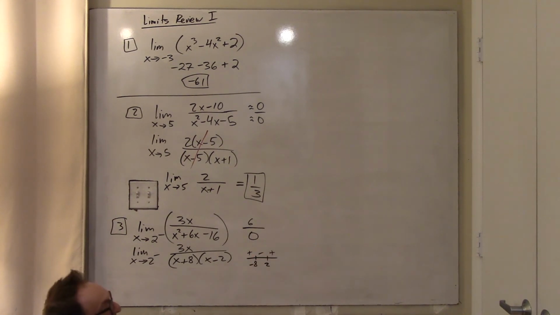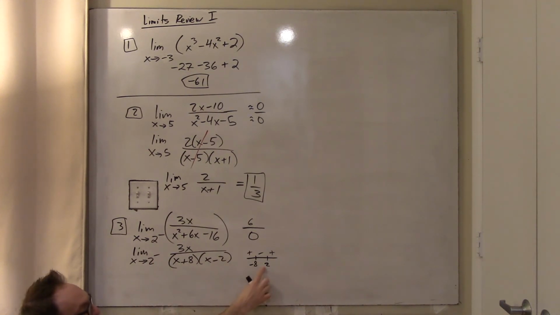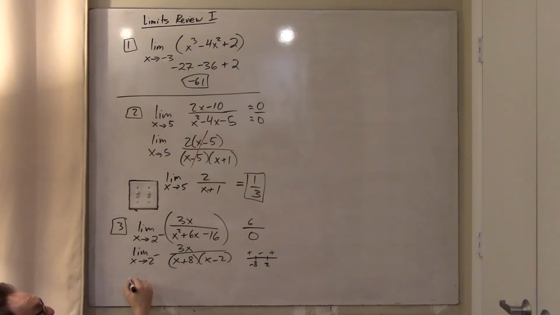Why is that? What does that tell me? It tells me that if x is a little bit less than 2, then for a number a little bit less than 2, this quadratic will be negative. So basically, my conclusion here is that this numerator is going to be a little bit less than 6, but still pretty much just 6, whereas my denominator is going to be a tiny negative.